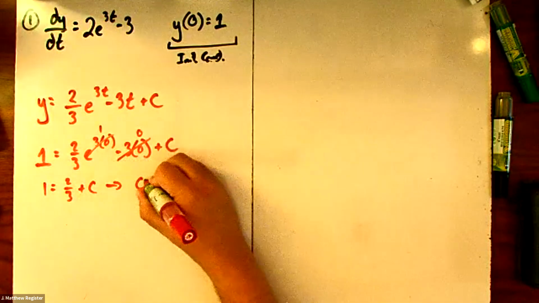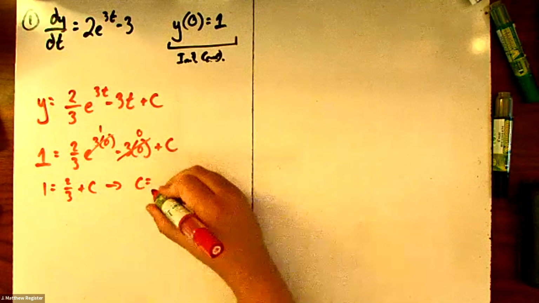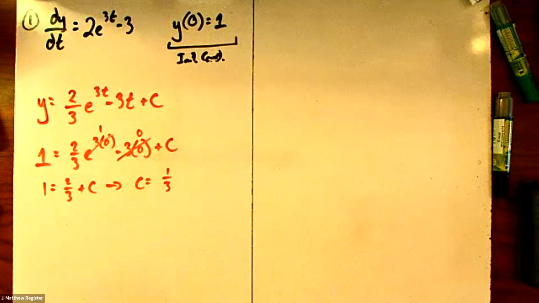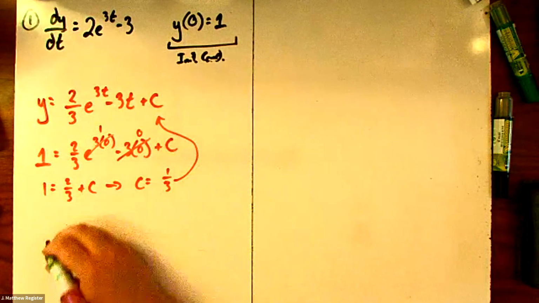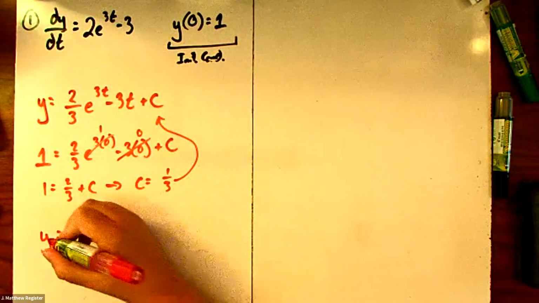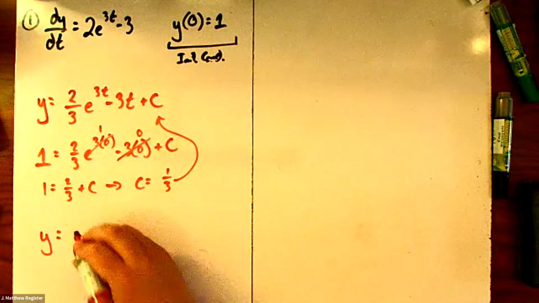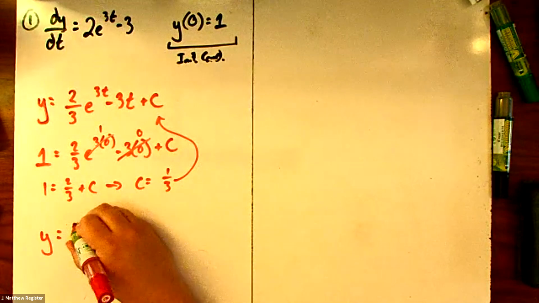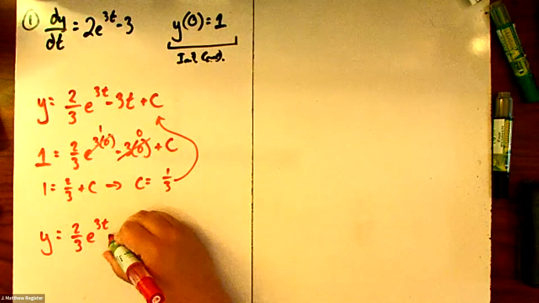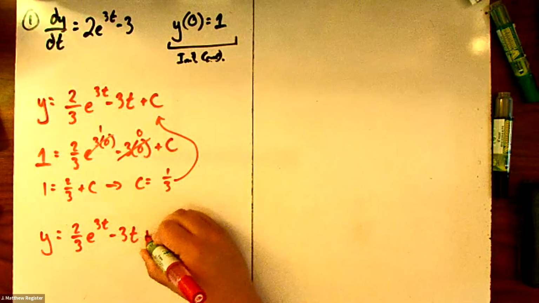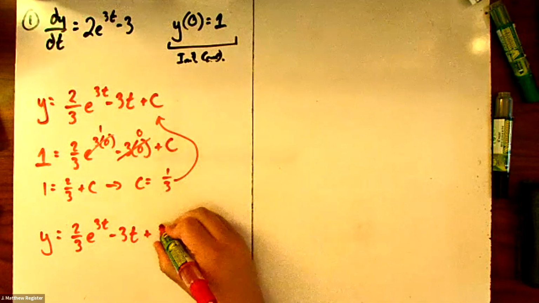So c is equal to 1/3, which we can then plug in. This will give us the particular solution. So the particular solution will be y equals 2/3 e to the 3t minus 3t plus 1/3.